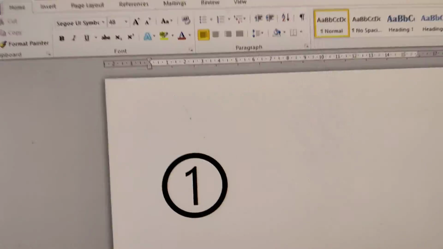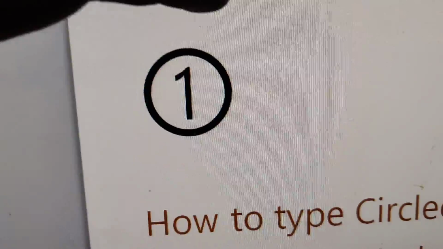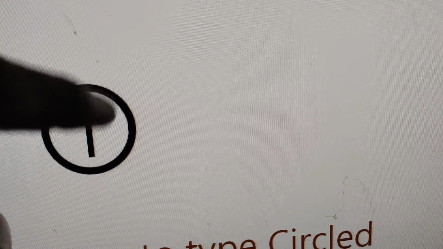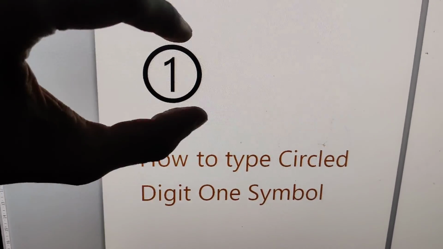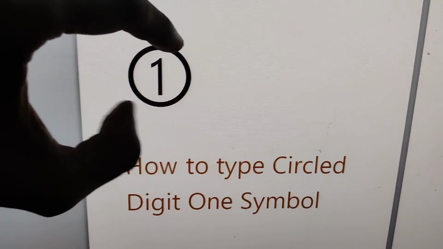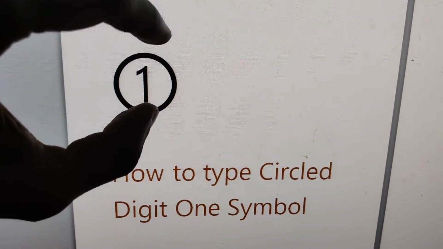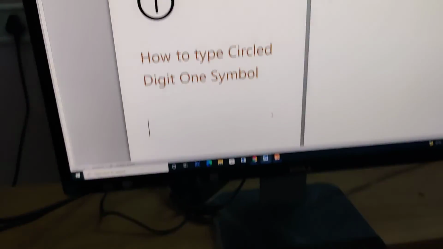Suppose you are using a Windows computer, and if you are using Word, then you can see a symbol like this, that is circle digit 1, that is the number 1 located inside a circle. And in this video we are discussing how to create this symbol, that is how to type the circle digit 1 symbol.